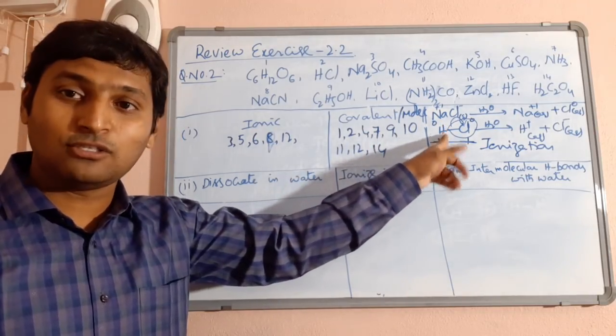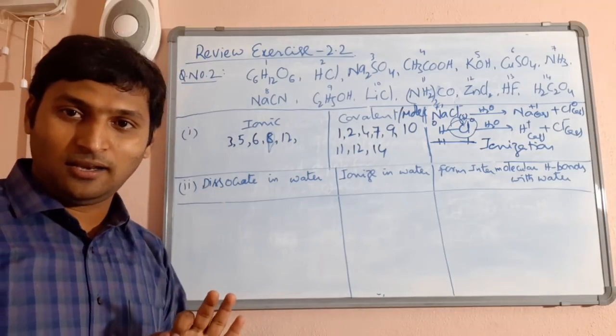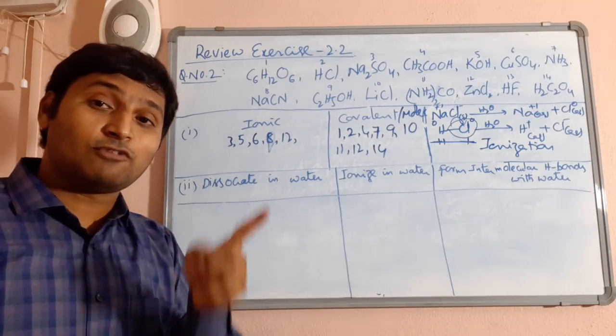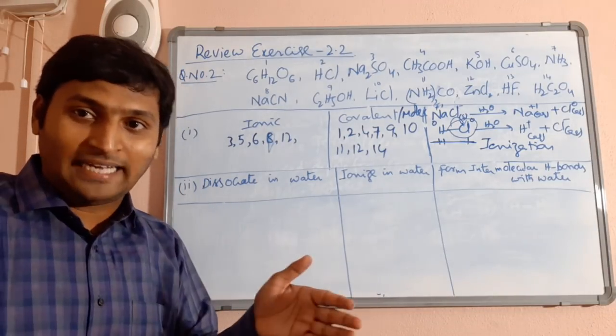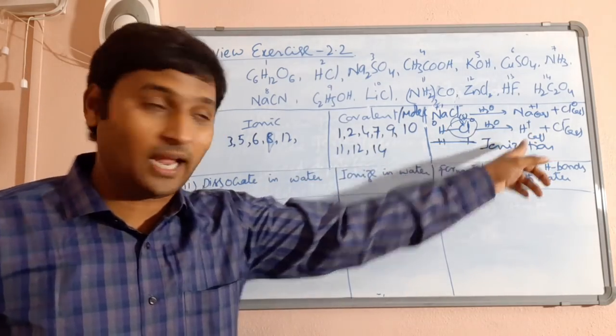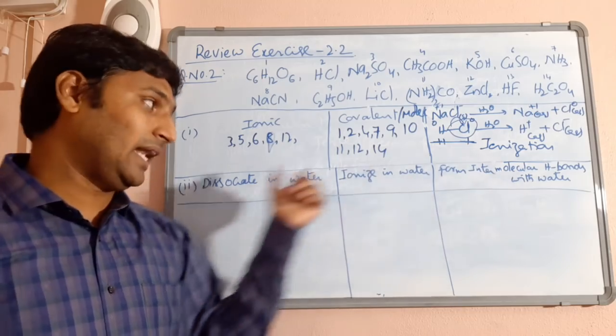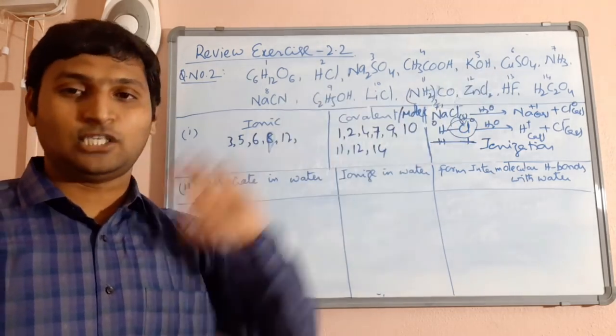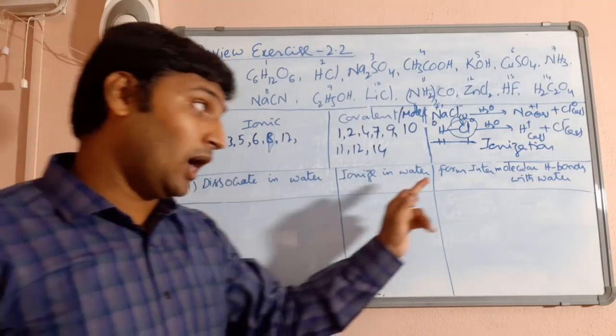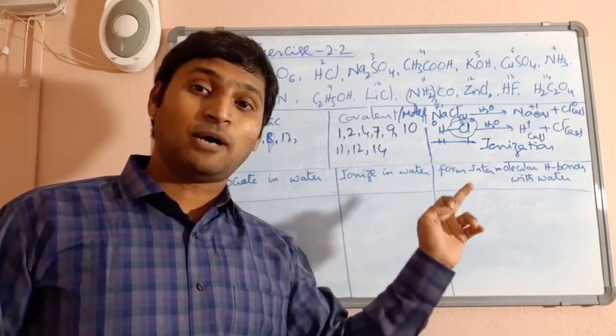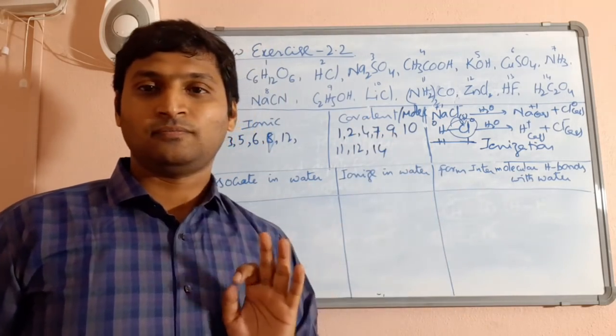In covalent molecules, atoms are basically neutral. Because of heterolytic breaking of bonds, they are transformed into ions, and in covalent molecules, it is called ionization. Whereas in an ionic compound, it is called dissociation. Then what about formation of intermolecular hydrogen bonds with water? Simple.